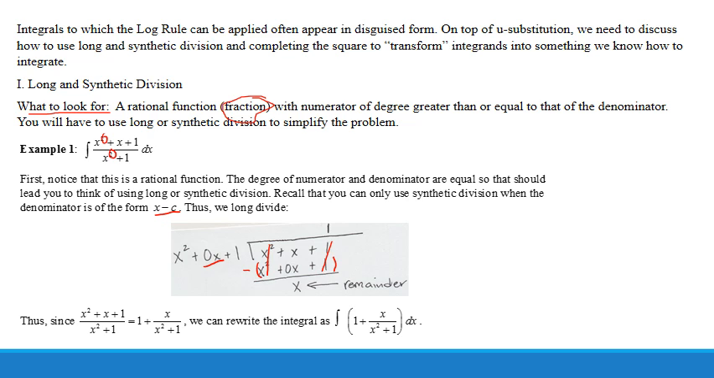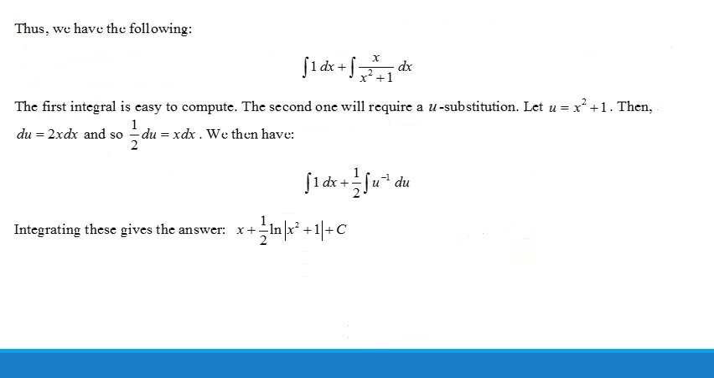If you'll remember, when we write this after we divide, we take our quotient, which is 1, and then we add the remainder divided by whatever the original denominator was, so x squared plus 1 in this case. What that's allowed me to do is rewrite the original problem as a much nicer problem, which you see right here.